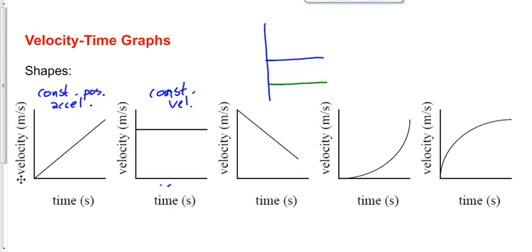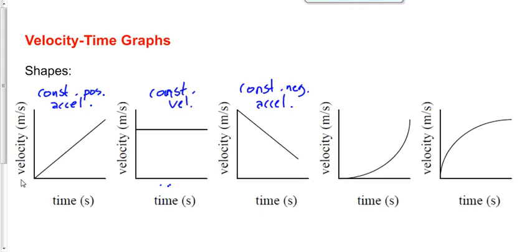What about the third one? Negative constant velocity? No, not negative constant velocity, but you're close. Negative constant acceleration, right? So the acceleration is uniform, but you're slowing down. What does that mean, constant acceleration here? Like the velocity is changing. How can the acceleration be constant when the velocity is changing?